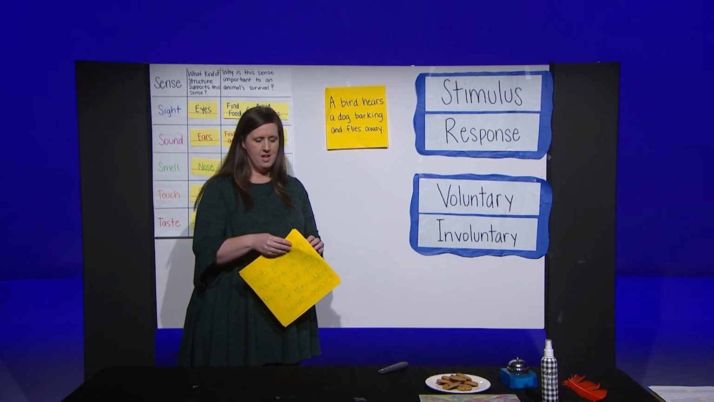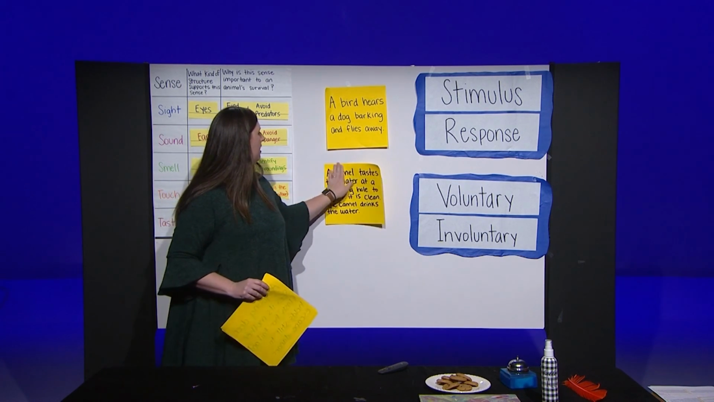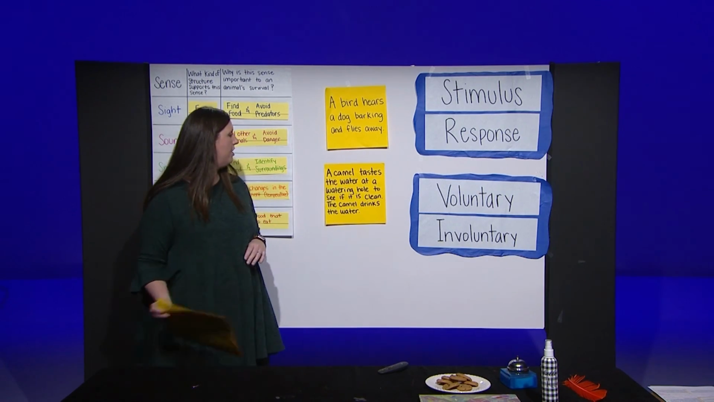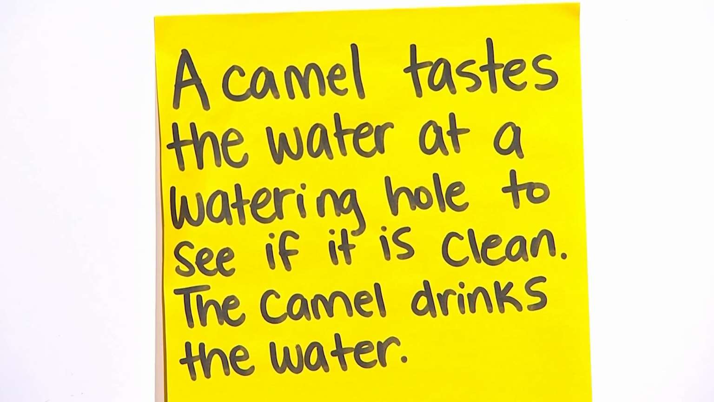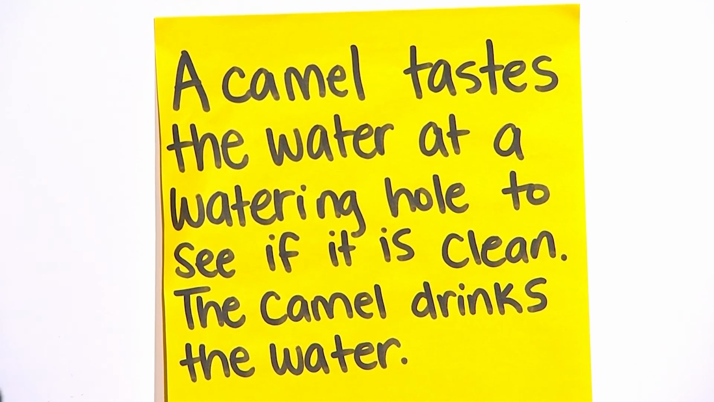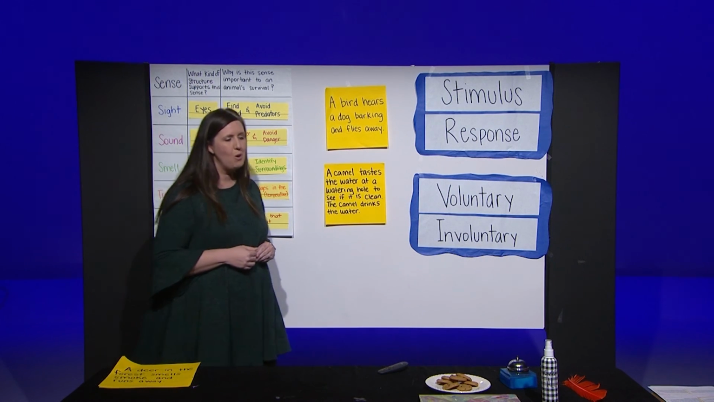Good job. Let's look at one more. A camel tastes the water at a watering hole to see if it is clean. The camel drinks the water. What is the stimulus here? Yes, first the camel has to taste the water to see if it's safe. And then what is his response? That's right. He knows it is safe, so he drinks the water.